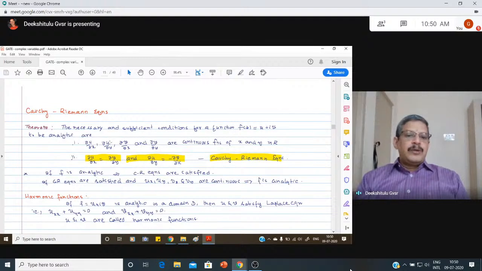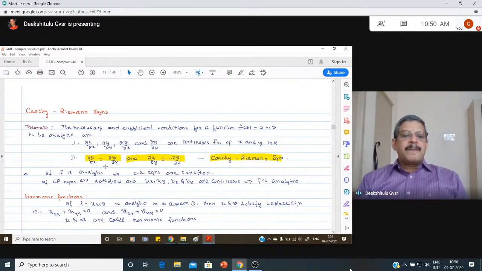Mind you, these are necessary and sufficient conditions. So that means whenever f is analytic, these conditions hold good, and whenever these conditions hold good, f will be analytic. For a function f of z is equal to u plus iv to be analytic, one: dou u by dou x, dou u by dou y, dou v by dou x and dou v by dou y are continuous functions of x and y. That means the real and imaginary parts of the given function have continuous first order partial derivatives.